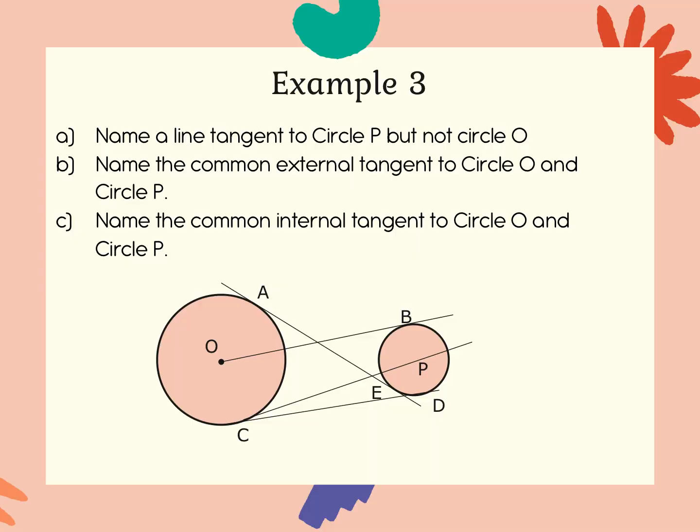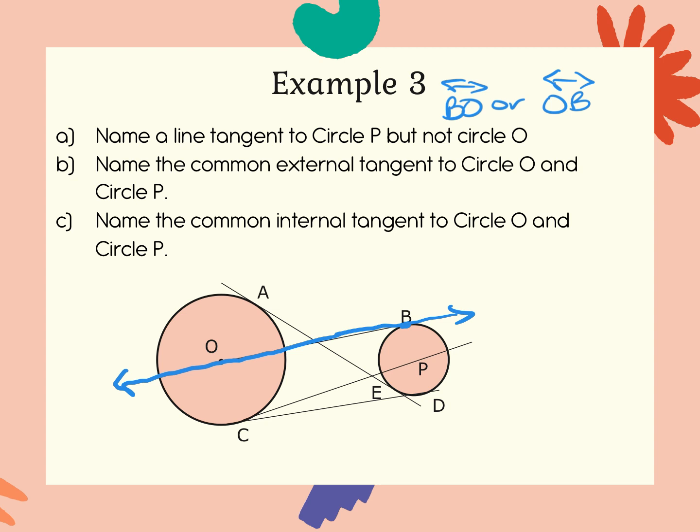Example 3 wants us to name a line tangent to circle P, the little circle, but not to the larger circle O. I can see that circle P has a tangent line right here, hitting at the point of tangency B. However, if I keep extending this line, notice it turns into a secant for circle O. So something that's only tangent to P would be line BO, or you could name it OB.